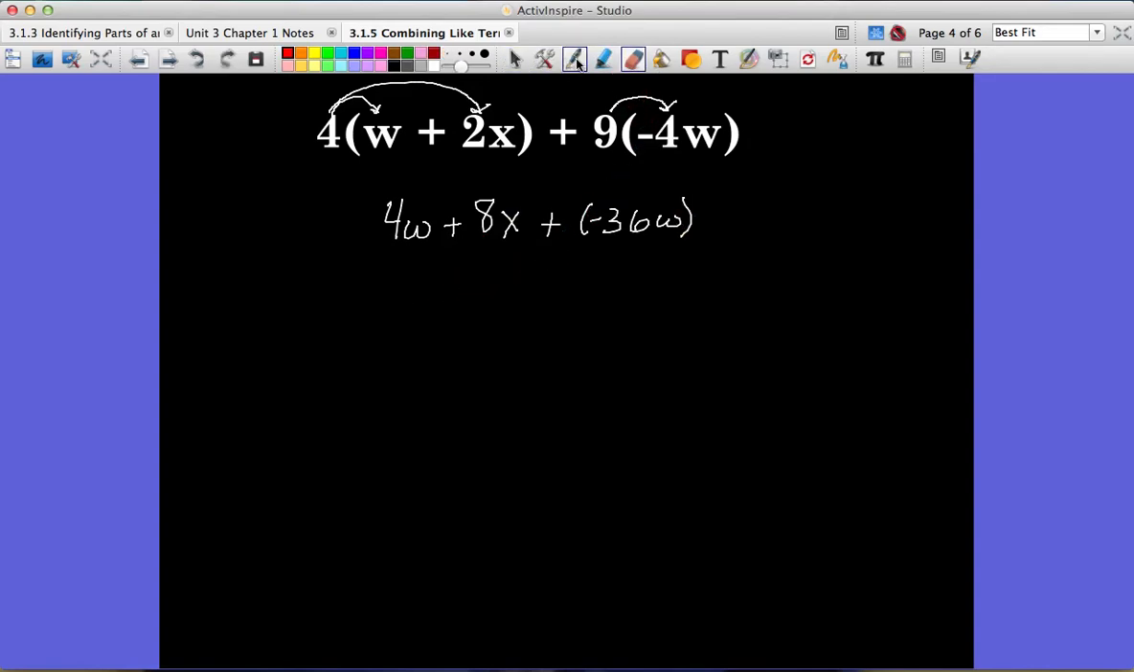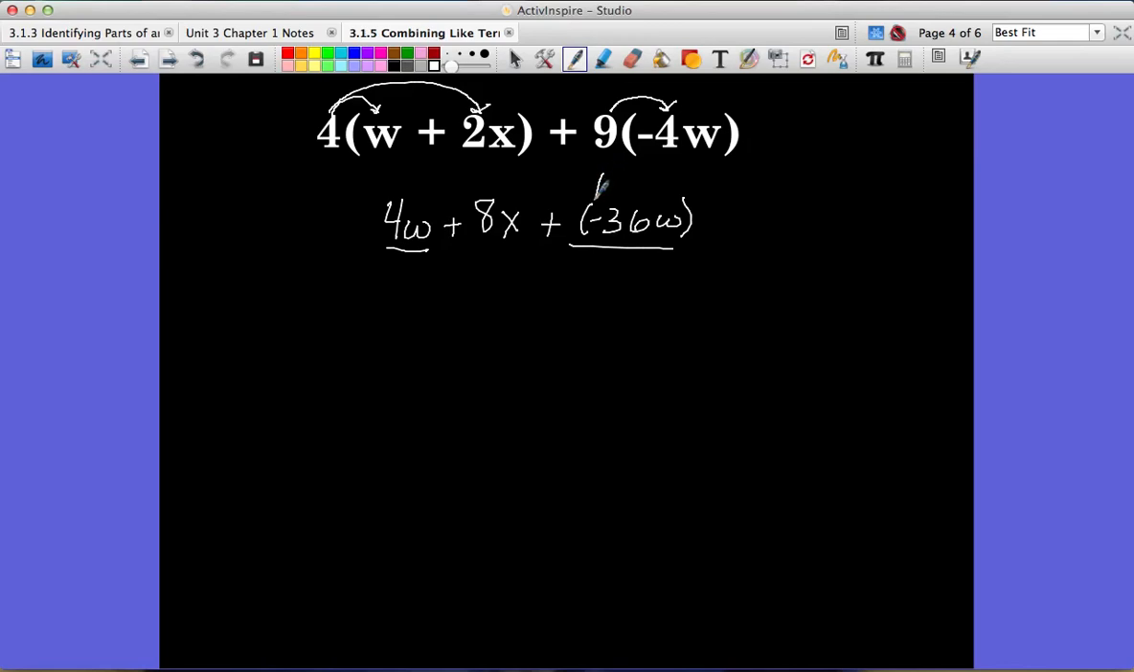Okay, so now what I can do is I can take this 4w and this negative 36w and I can combine them. Since this is a positive and this is a negative, when we add them together, we're actually going to end up using subtraction, because when we have a positive and a negative, we subtract, and then we keep the sign of the number with the greater absolute value.